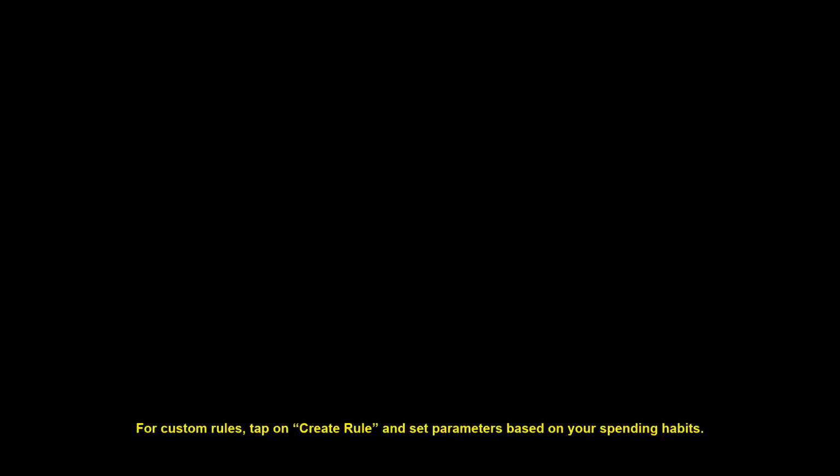For custom rules, tap on Create Rule and set parameters based on your spending habits. For example, you can set a rule to save a specific amount every time you go out for coffee. After setting your rules, review the details of your savings goal. Once satisfied with everything, tap Create Goal to finalize it.